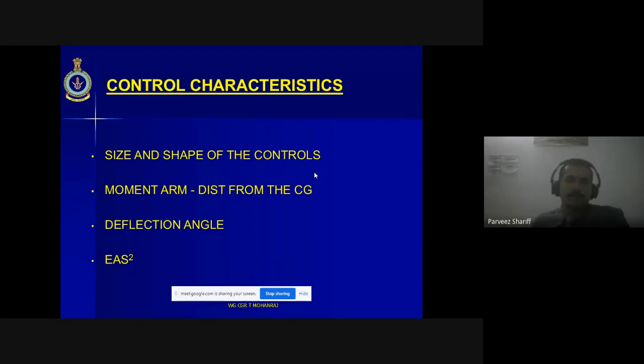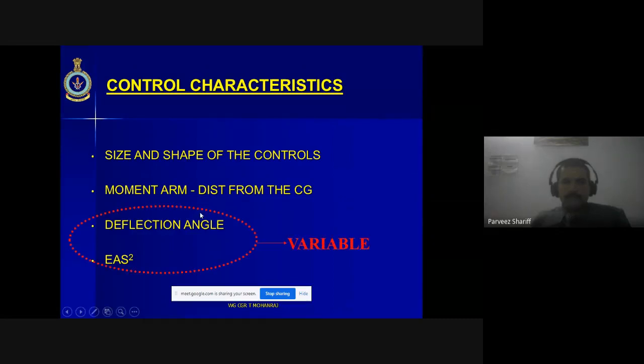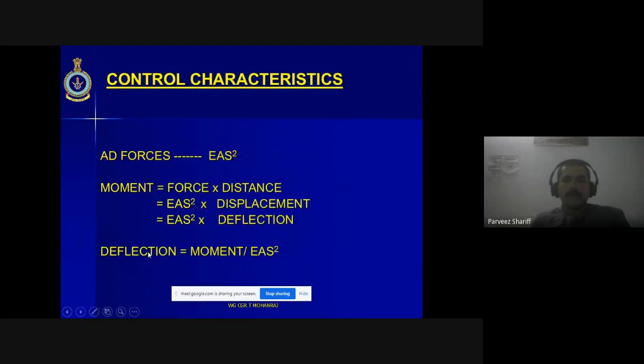And also there is something called EAS, that is effective airspeed squared. So the variable parameters are only these: at how much angle you deflect the ailerons, rudders or elevators, and also the effective airspeed. What is the effective airspeed that the aircraft is flying at? These are the basic definitions in terms of mathematics.